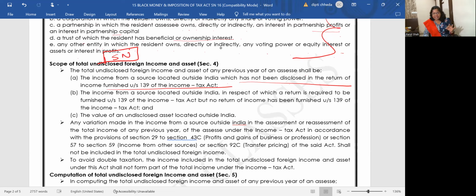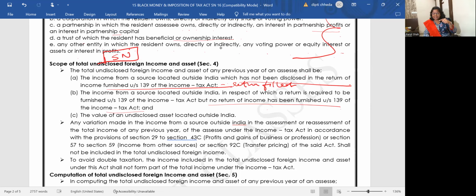You have filed a return of income, but you did not disclose that. Or income from a source located outside India, in respect of which a return is required to be furnished, but no return of income has been furnished under Section 139 of the Act. So there is income from the sources located outside India, which has not been disclosed in the return. Means you have filed the return, but you didn't disclose how much you have earned from the sources outside India. Here, they say return is filed.